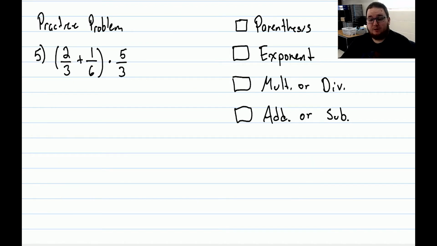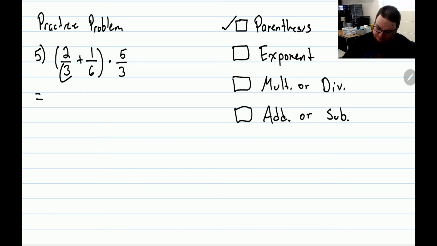So for our fifth practice problem, we have nothing but fractions. So since we don't have any mixed fractions, we can go ahead and start with order of operations. Do you see any parentheses? Yes, that's the first thing we do. Inside of the parentheses we have 2/3 plus 1/6, or 2 over 3 plus 1 over 6. So we're going to use the method that I just showed you, called the butterfly method, to add those two fractions together.